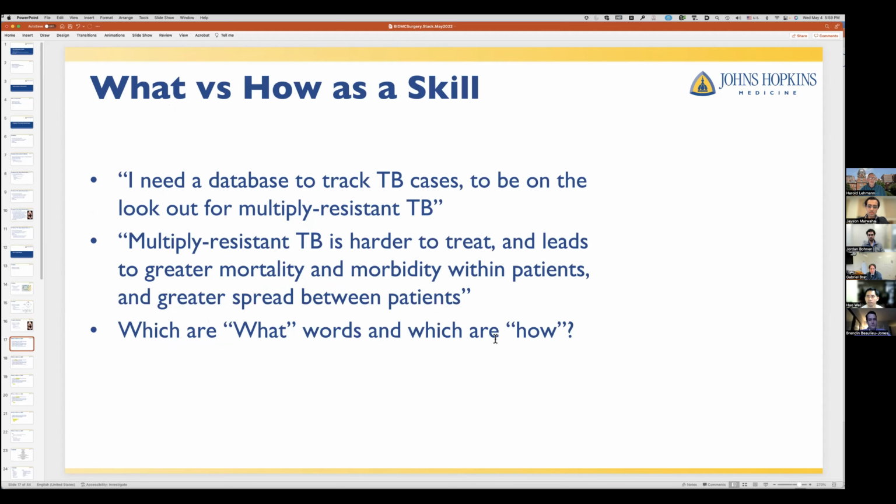So here's just a little example. Somebody comes to me and says, I need a database to track TB cases, to be on the lookout for multiply resistant TB. So I think you can all see, do you all see that this is mixing how and what, right? So tracking TB sounds like a what? Looking out for multiple resistance is a what? Database, what the heck? Why the heck is a doctor using the language database?